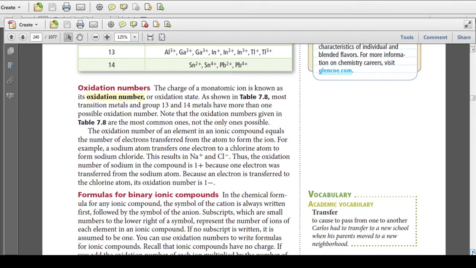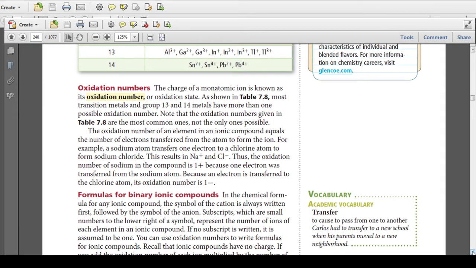The charge of a monoatomic ion is known as its oxidation number or its oxidation state. Again, that's just a chemistry way of saying charge. As shown in 7.8, most transition metals and group 13 and 14 metals have more than one possible oxidation state. Note that the oxidation numbers given in 7.8 are the most common ones. And again, these are not the only possible ones.